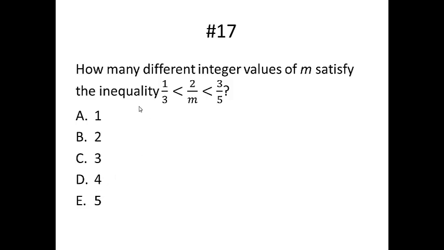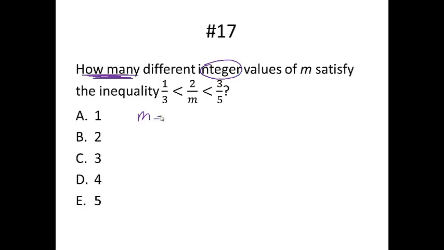Number 17, how many different integer values of m satisfy the inequality 1/3 is less than 2 over m is less than 3/5? Okay, so first of all, integer values just mean positive and negative whole numbers. I can definitely see that m is going to have to be positive because it's in between two positive numbers. So we know that. I'm just going to start trying some m's, and it doesn't say what m satisfies, it says how many, so we need to keep that in mind.